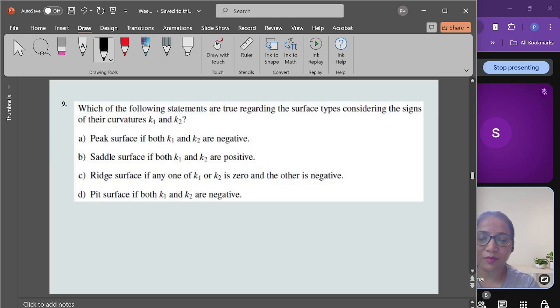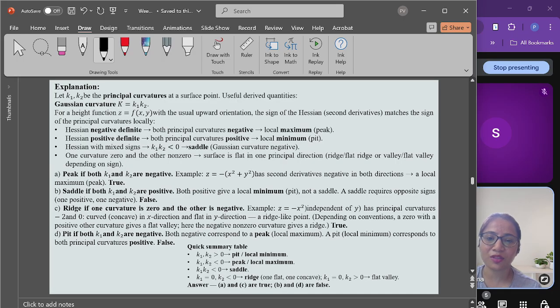So which statements are true among the following options? It is regarding the surface type considering the signs of their curvatures K1 and K2. These are basic questions which we have studied in our early graduation years. Let's go to the solution, then we will see which options can be the correct one. So here is the explanation for that.